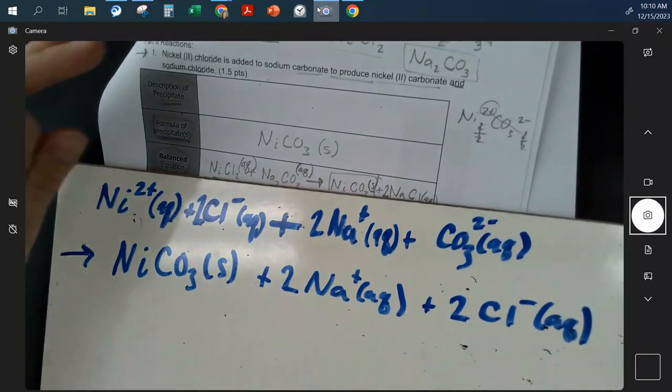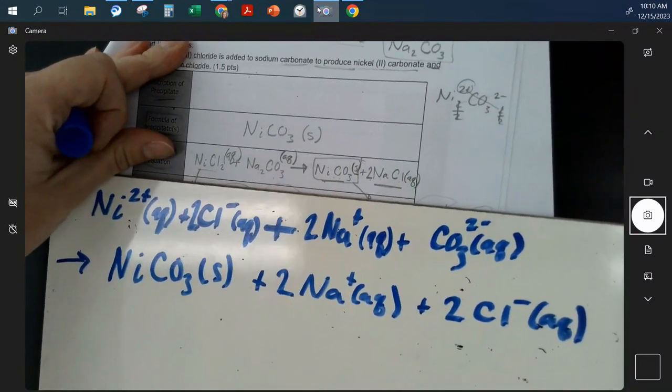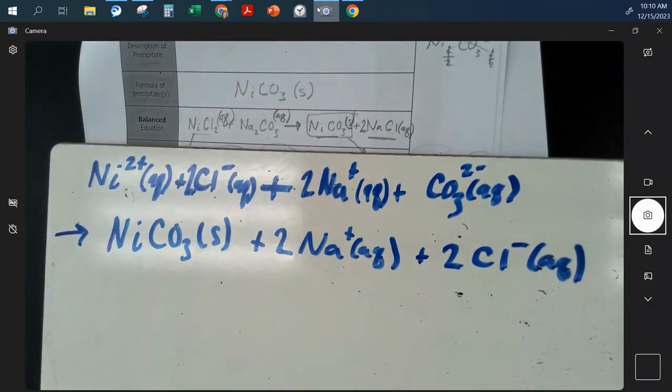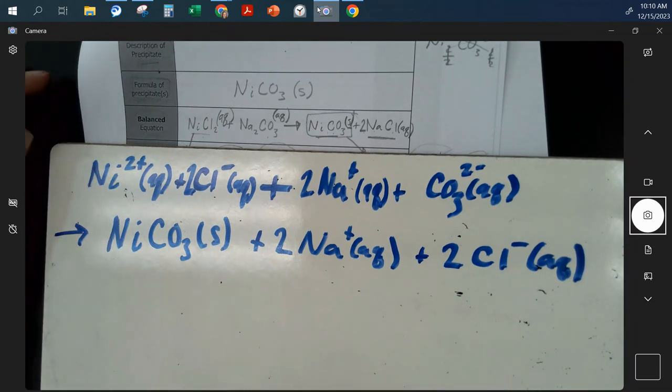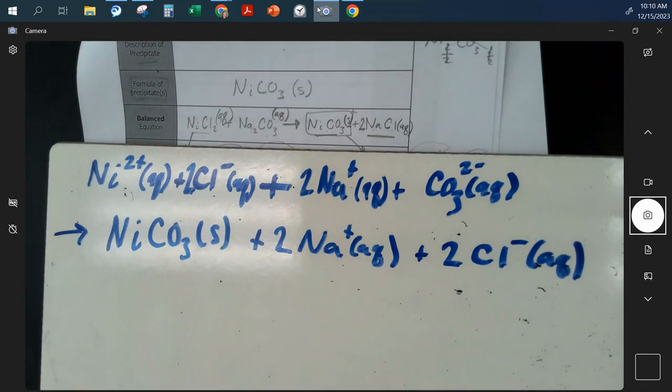Are you good so far? Questions on where any of that came from? And it's still balanced. I have the same numbers of things on both sides. And then the net ionic equation is anything that happens on the left and it's the same thing on the right, we can drop it out. That's not actually doing anything. It's just a spectator ion. So if it shows up on both sides, we're going to drop it out.